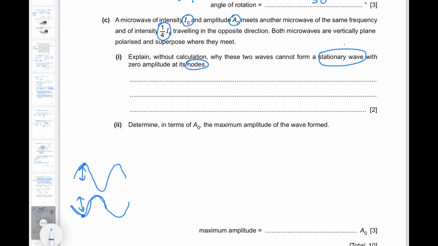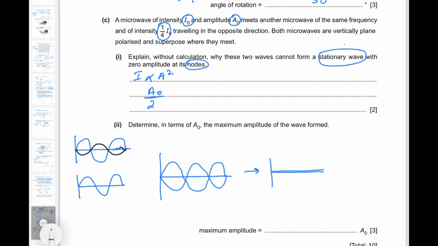Intensity is proportional to amplitude squared, which means if the second wave has a quarter of the intensity, it would have half of the amplitude that the first one does. And this means since the amplitudes of the two waves that are superposing are not equal, you would not have any node where destructive interference would lead to an amplitude of 0. You would not have any region in the stationary wave where amplitude is 0.